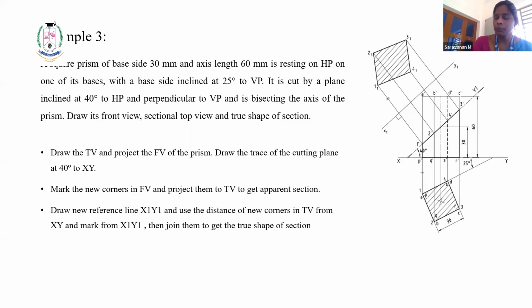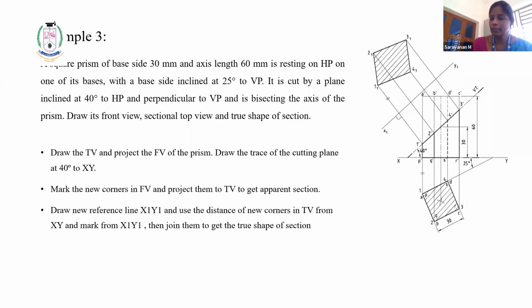For a prism, if the sectional plane is passing through all the corners, you have to hatch the total face of the prism. If you see, it is passing through the corners 1, 2, 4, 3. So we are hatching the whole shape. It is covering the whole shape of the prism. If you cut, the shape will look like this.